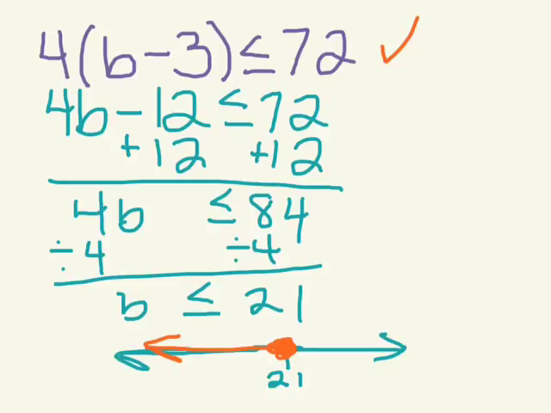I might pick 21 also, because I know 21 should get me something equal to. So 21 minus 3 is 18, and 18 times 4 is 72, and 72 is less than or equal to 72. It's equal to, and that works. So I'm good to go. I can move on. I checked 2 solutions in that set. They both work. I probably did things correctly.